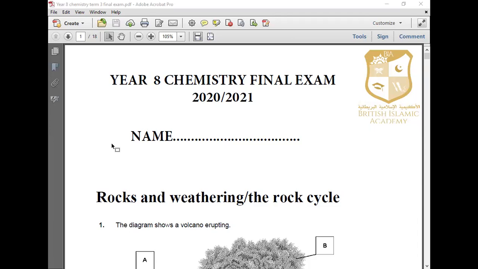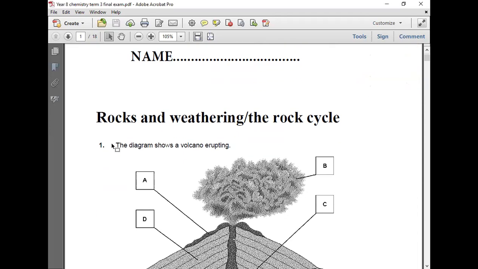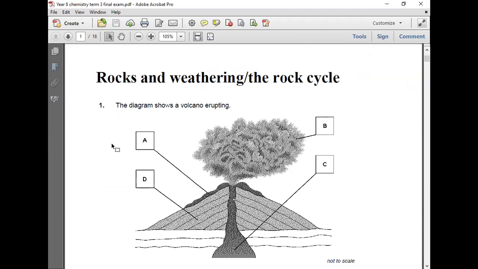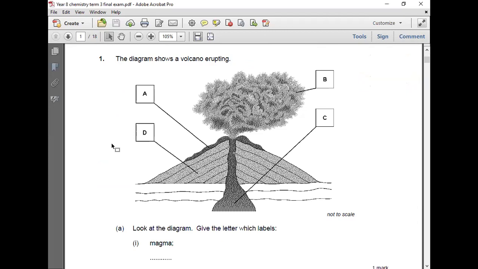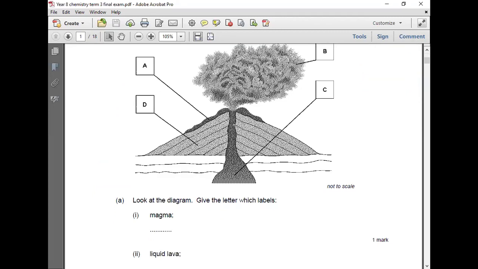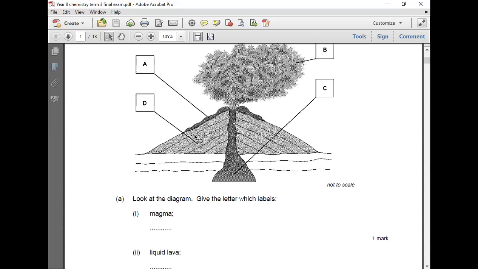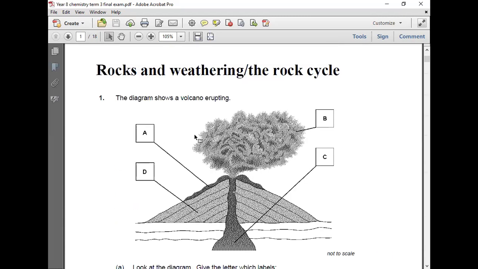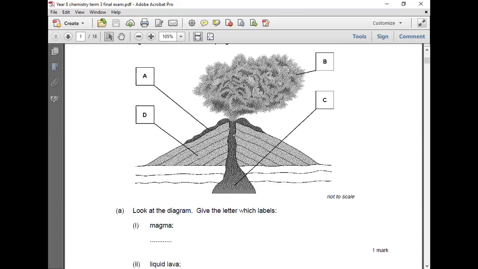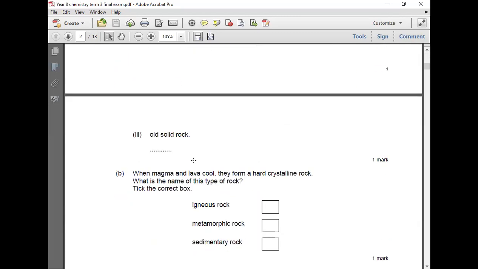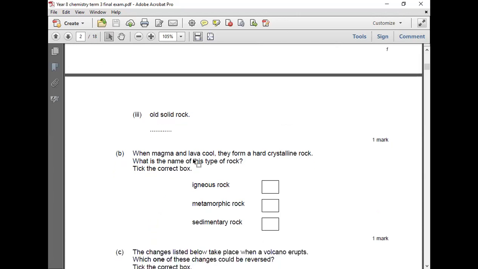So in this lesson, inshallah, we're discussing your term 3 final chemistry exam. Look here, the first question was about rocks and weathering and the rock cycle. You can see a diagram showing a volcano erupting. Look at the diagram and give the letter which labels magma, and which letter labels liquid lava. Is that letter A, B, C, or D? Or which letter identifies the old solid rock?